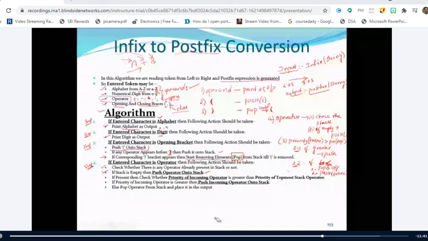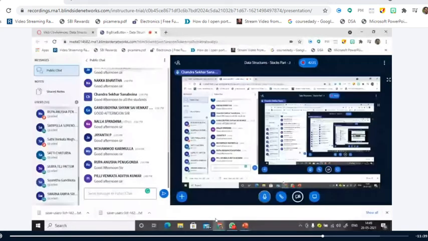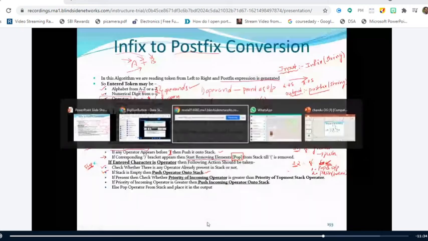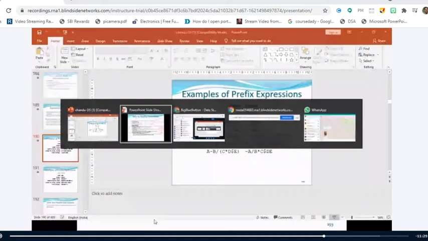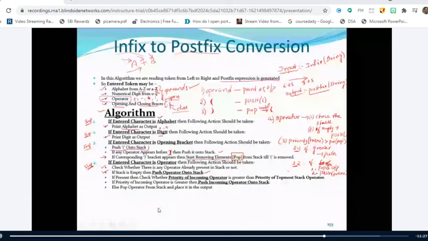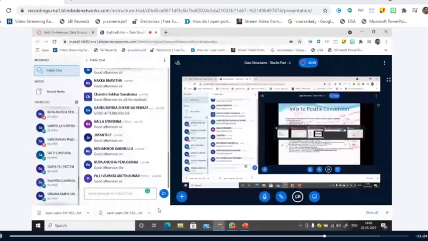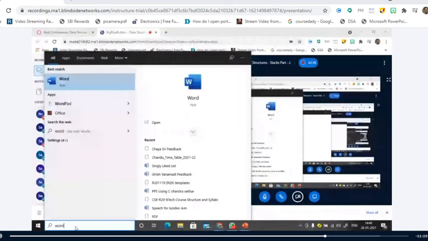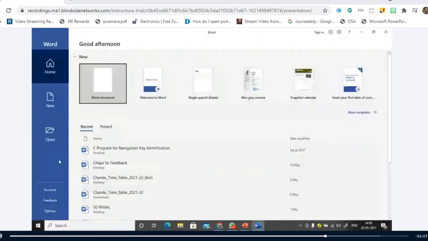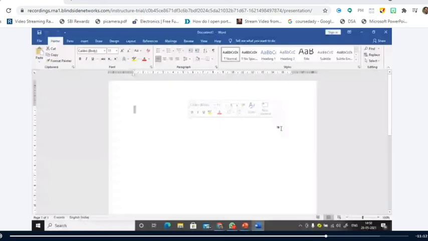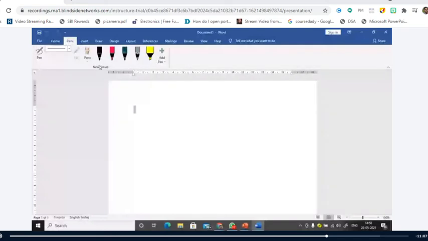Let me take a WordPad so that I can explain clearly. Can you see the screen here? Yes, sir. Okay.